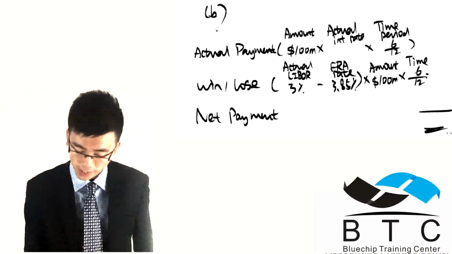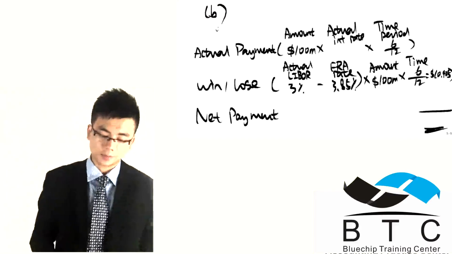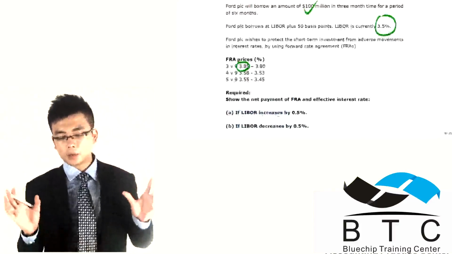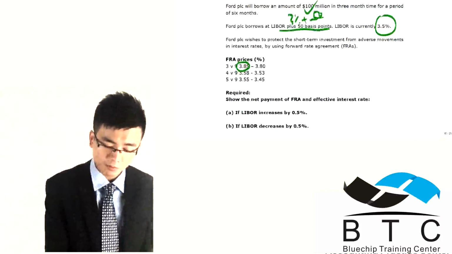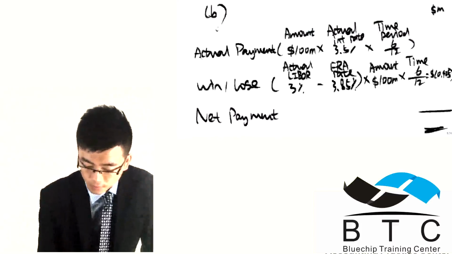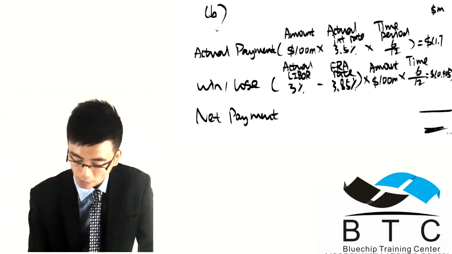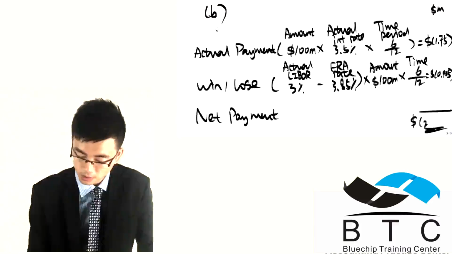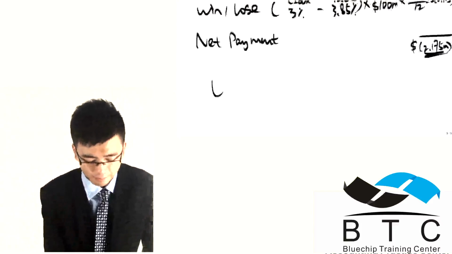And the total amount, calculate this together, giving us $0.425 million, okay? And the company will borrow at LIBOR plus 50 basis points. So from that perspective, the actual LIBOR is 3% plus 50 basis points, giving us 3.5% for the actual rate. So multiply this all together, giving us a total payment of $1.75 million. So putting this together, giving us the net payment of $2.175 million. Okay.